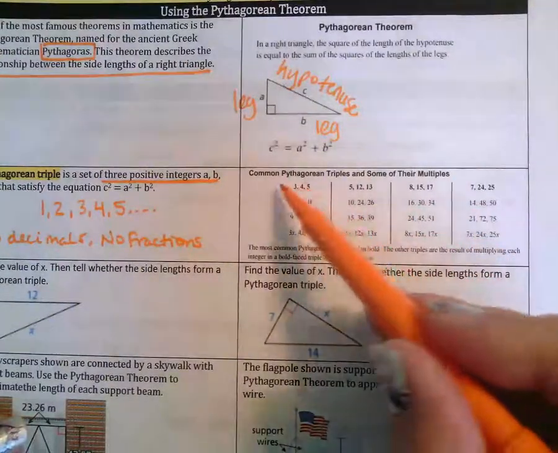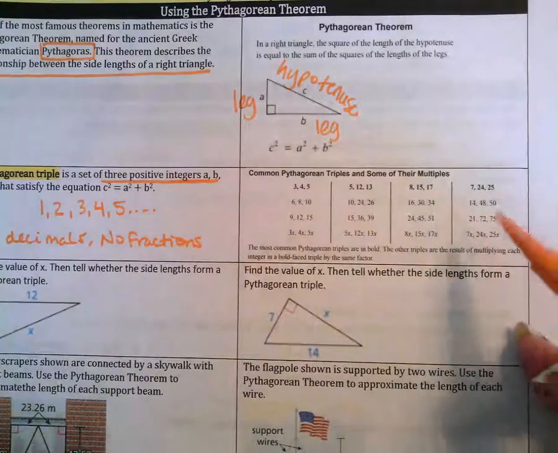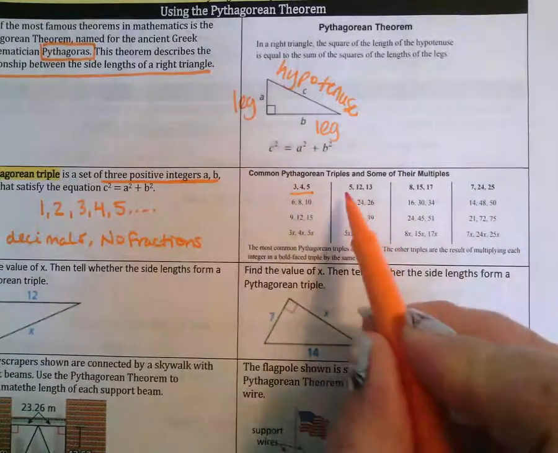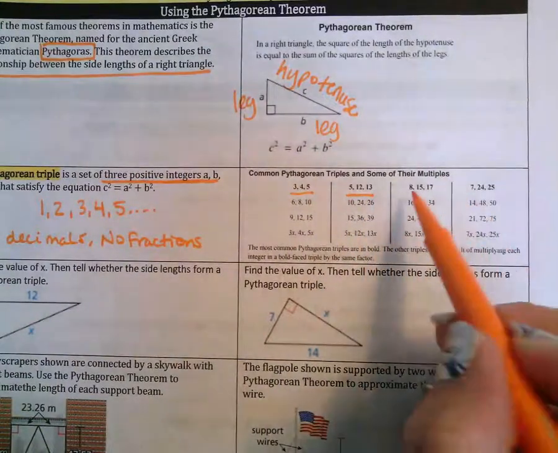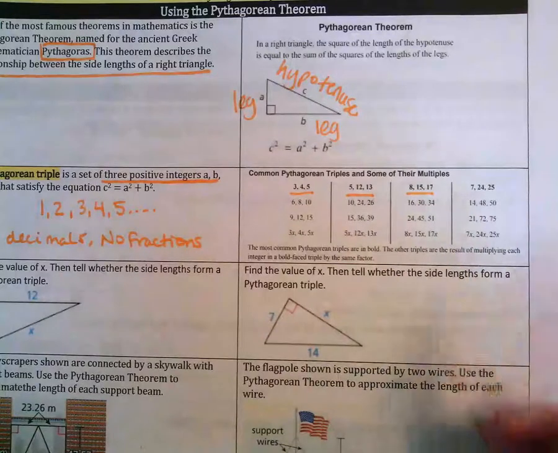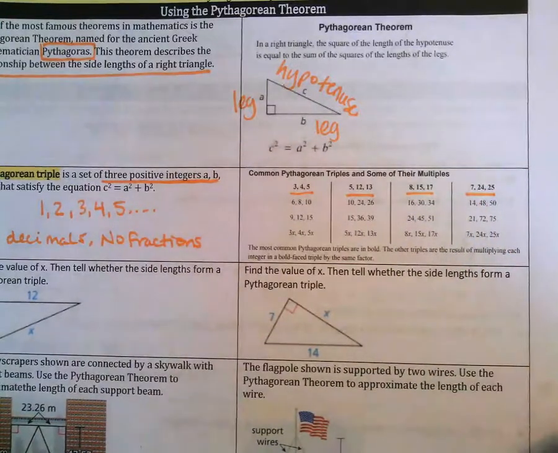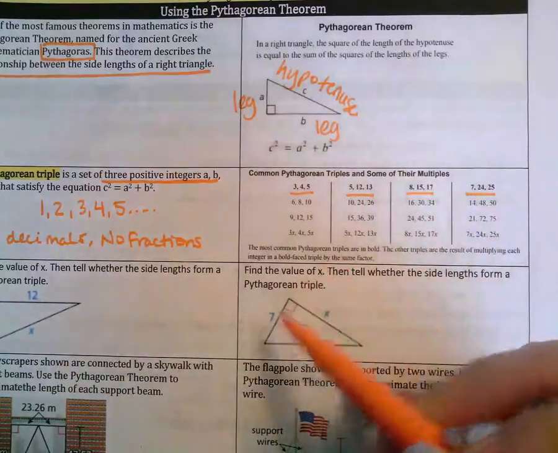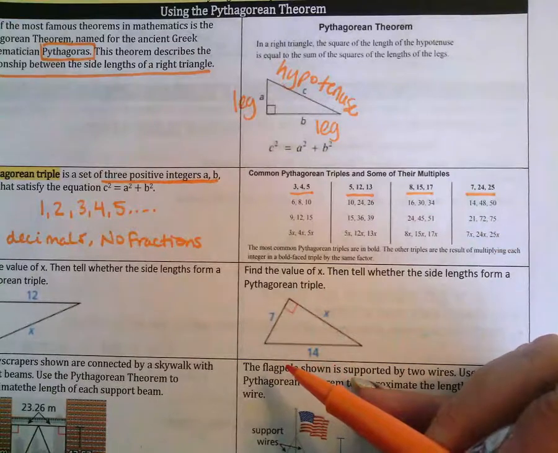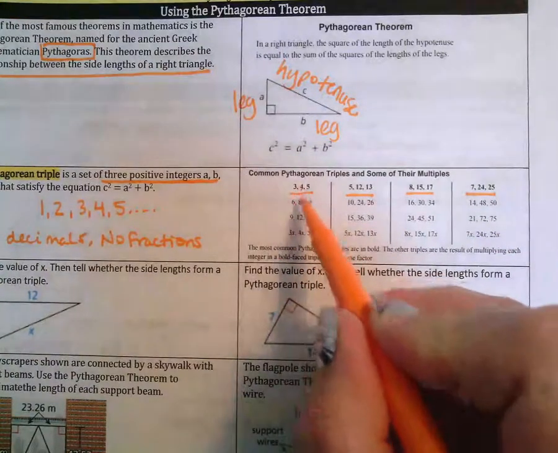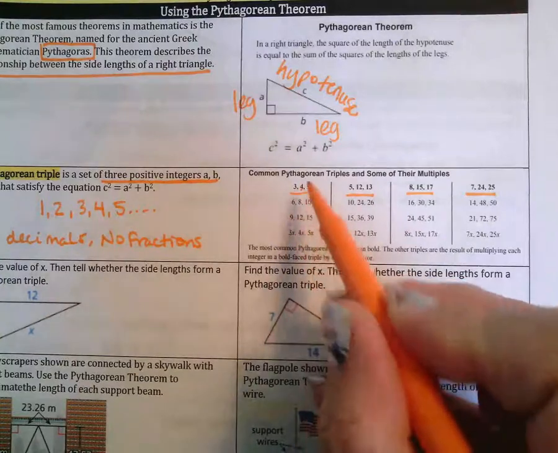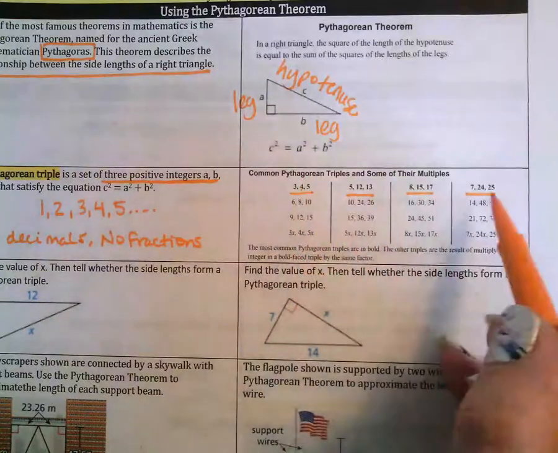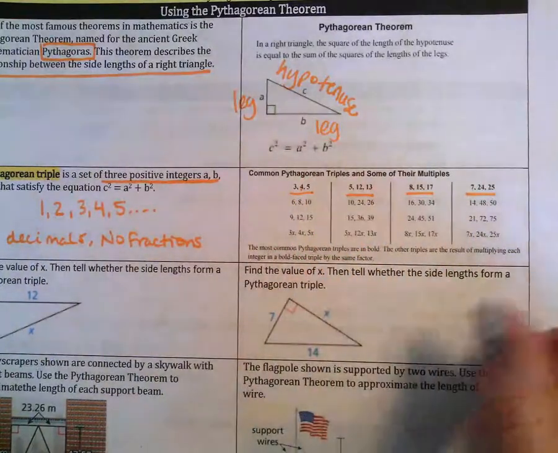Some of the most common, and these are only a handful of them, there are more: 3, 4, 5; 5, 12, 13; 8, 15, 17; 7, 24, 25. And not only are these Pythagorean triples, but their multiples are too. If I multiply all of these by 2, or by 3, that's true for all of these. So all of these plus their multiples are Pythagorean triples.